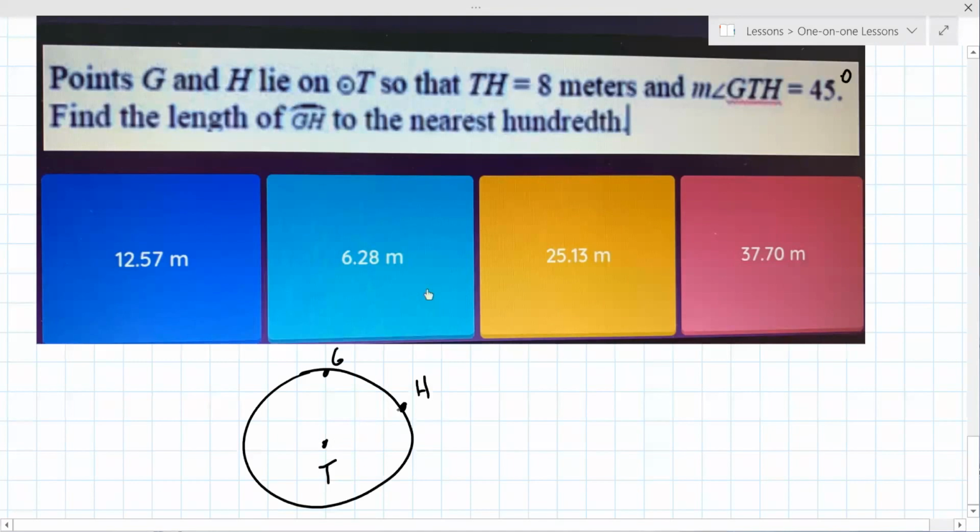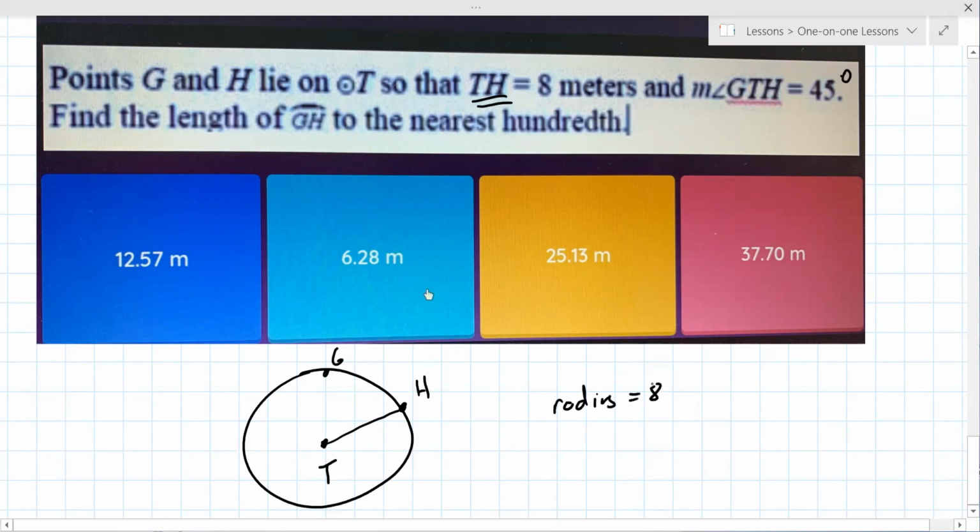Now it says T to H is 8. What's another name for T to H in terms of what's a word we use to describe something about a circle? It's a chord. Or it couldn't go through the center. If it went all the way, it's a diameter, but it's just going from the center out to the edge. It's a radius, yeah. So the radius is equal to 8.